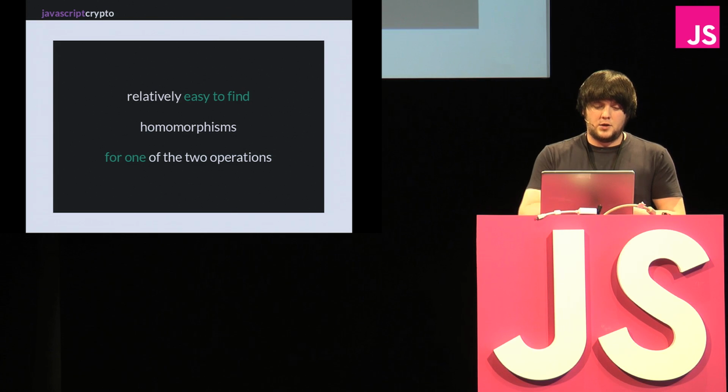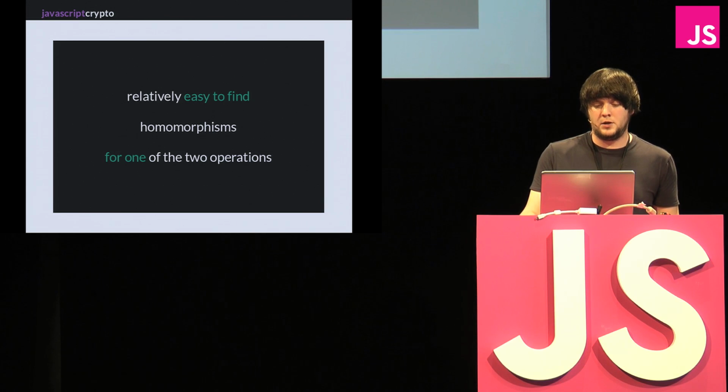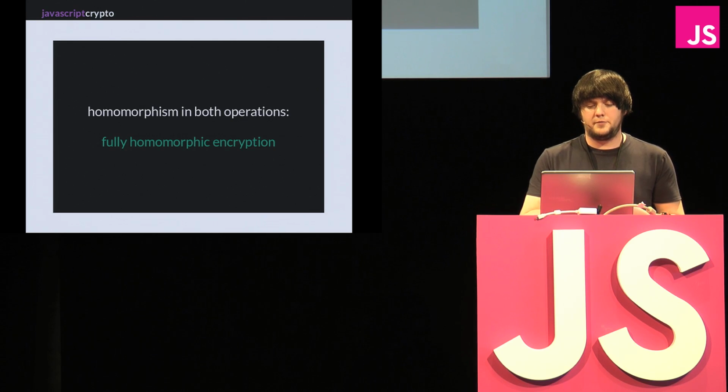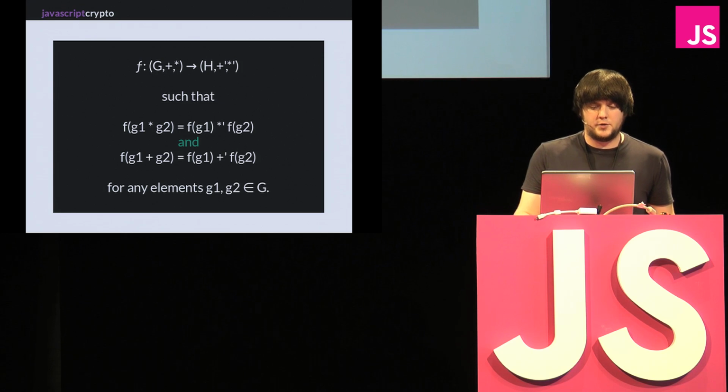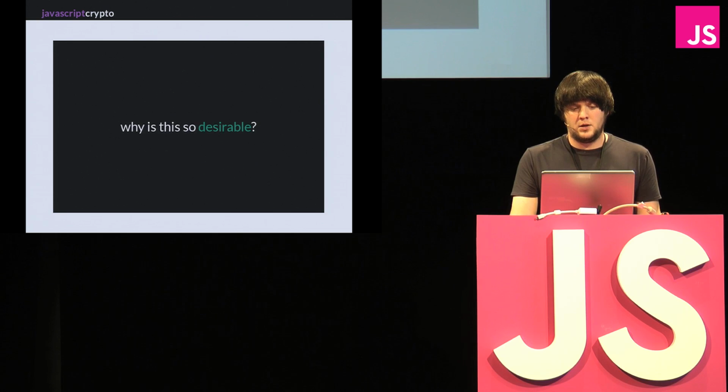So this holds true in general. It's pretty easy to find a homomorphism for one of the operations. So in mathematical fields, you usually have two operations, for example, addition and multiplication. And you find something for one of the operations, but it's pretty hard to find something for both. And this would be called fully homomorphic encryption. And the definition there is just extended by another operation. So you look at two operations at the same time, and this equation has to hold for both operations.